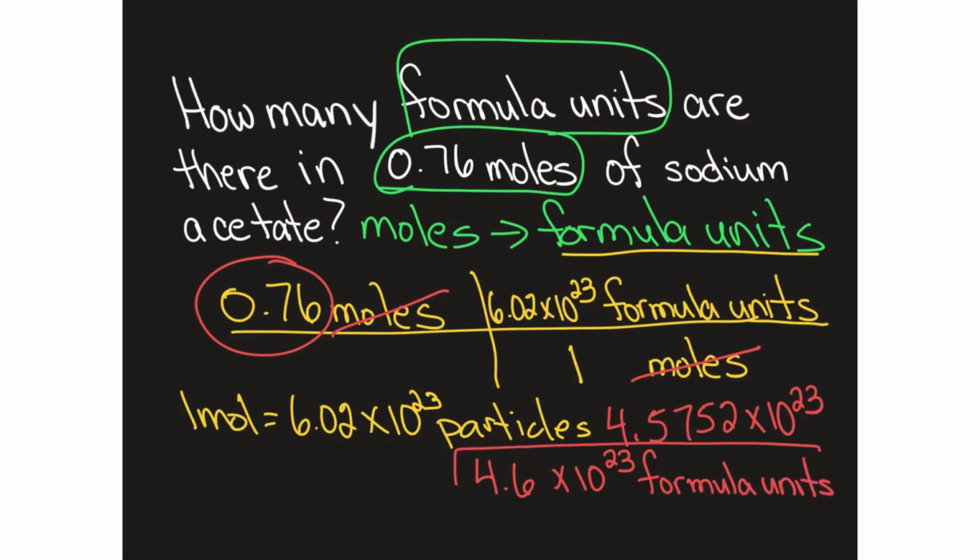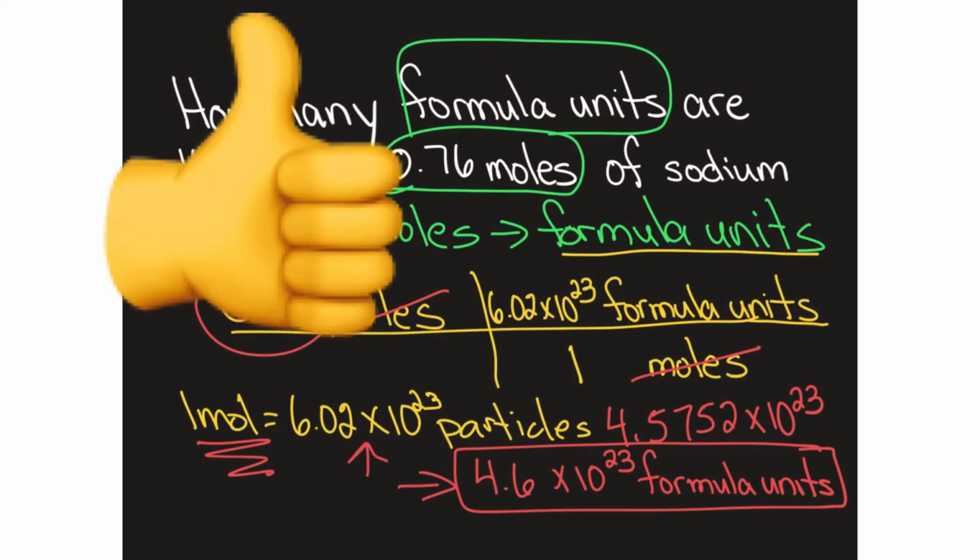So you want to box or circle your answer so it's clear what your answer is, and then go back to what the question asked. How many formula units are there in 0.76 moles of sodium acetate? There are 4.6 times 10 to the 23rd formula units. Now, does that make sense? Well, it does, because in 1 mole, there's 6.02 times 10 to the 23rd. 0.76 is less than 1 mole. So this number here should be less than that number, and it is.